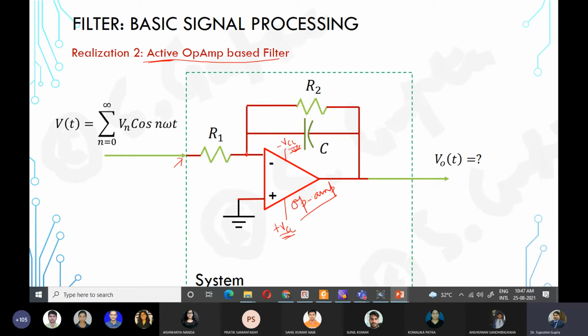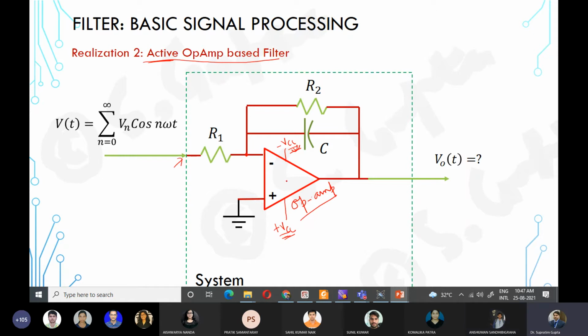Is the op amp based circuit taught to you? Hello. Yes, sir. It was taught in analog.